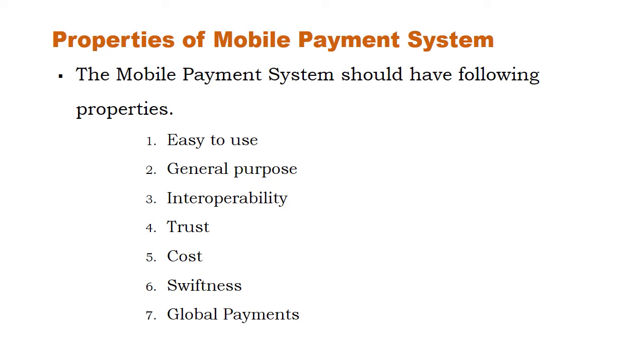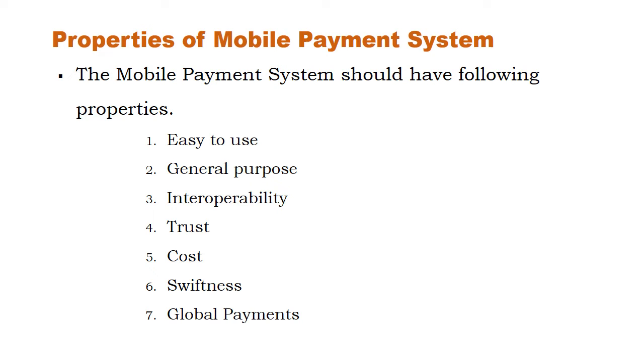Next, let me see what the properties of mobile payment systems are. We have different properties here. The first property is easy to use. The second one is general purpose, then interoperability. The fourth one is trust, and then cost, swiftness, and global payments. These are some properties of a mobile payment system. Let me see the first one, which is easy to use.